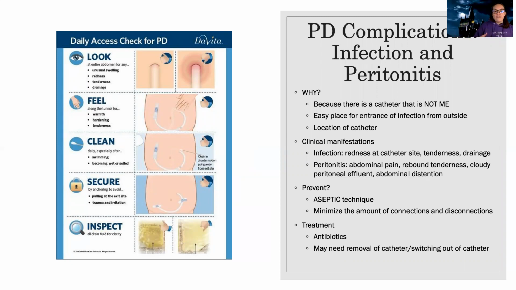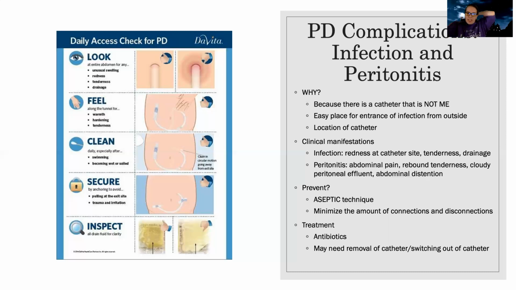If they have an infection, they're going to have symptoms like redness at the catheter site, tenderness, drainage, and then once it progresses to peritonitis, if you remember back from adult, abdominal pain, severe, sharp, sudden pain, and rebound tenderness, which means it hurts when you let go after pushing down. The fluid that's coming out of them when they're draining after they've dwelled is going to be purulent and cloudy, like there's infection present. They can also have abdominal distension.